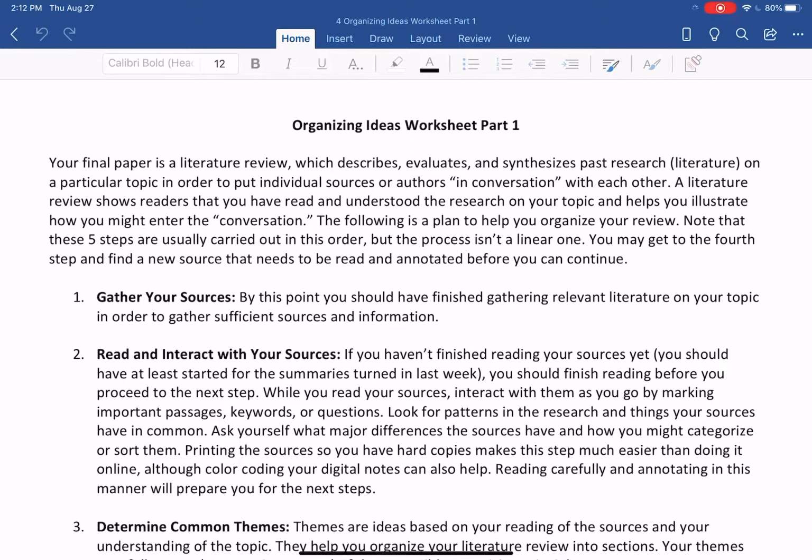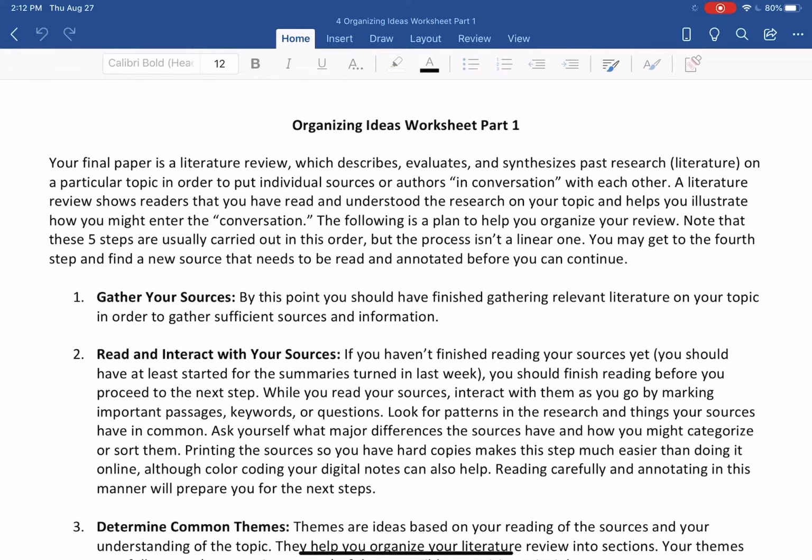And basically what I'm going to do is go through this worksheet that I assigned you for your homework. Your paper is a literature review that describes or evaluates or synthesizes past research. What your paper should do is show that you've read and understood the topic and show that you can use other people's arguments to support your own idea. So it's kind of broken down into 5 steps.